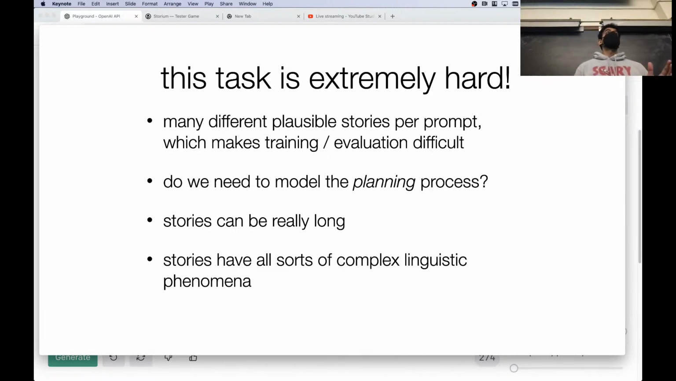So when we're training our model with maximum likelihood, we're essentially saying put all your probability on this one observed story and put no probability on other potential stories that you just don't have in your data set at all. This makes both training and evaluation difficult.